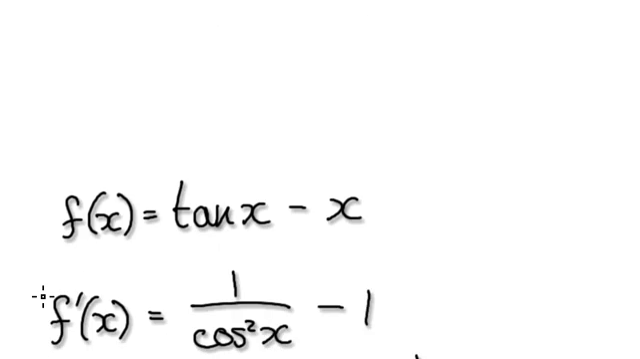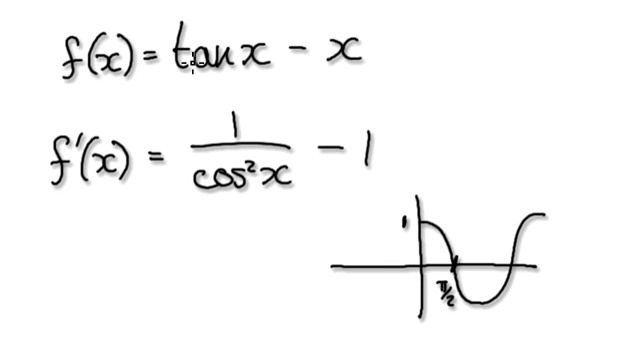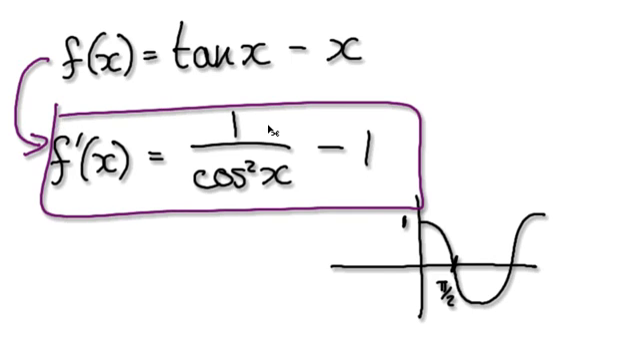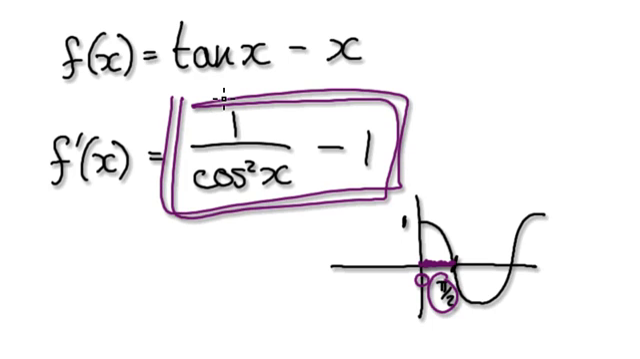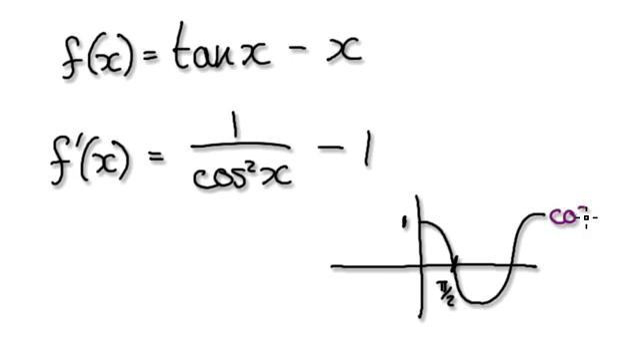Okay, so to do this, define our function to be tan of x take away x. Differentiate it. It will then give you this. And once you get to this stage, realize that within the region that we're talking about, which is in between 0 and pi over 2, this block here will always be greater than 0, because cos of x looks like this.